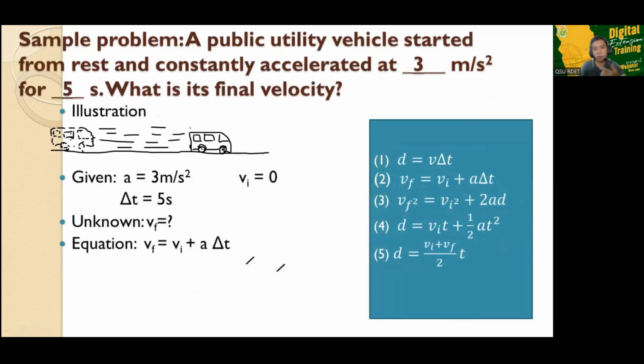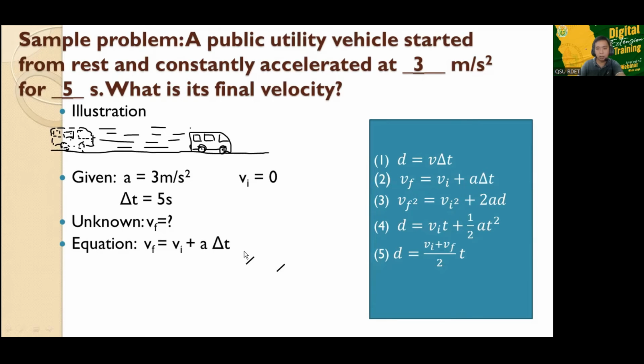Okay, suppose we have numbers. We have already indicated information, exact acceleration and time interval for the problem. Okay? So, i-apply ulit natin. Based on the unit, meter per second square, that must be the acceleration. VI is 0, since it states here it started from rest, and the time interval is 5 seconds.